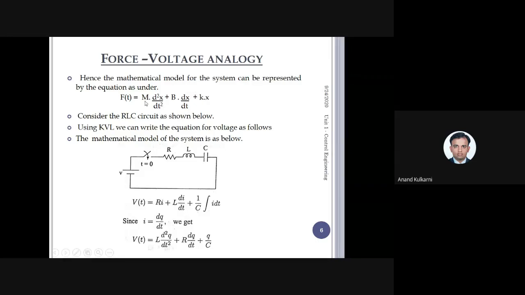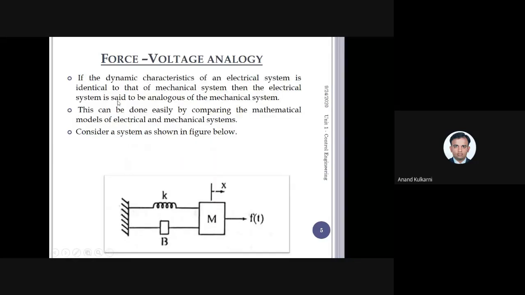But if I want to have a similar form, there has to be some modification. So what is that modification? What I do is, I replace I with dq by dt, both are same, because what is current? Current is nothing but change of charge with respect to time. Some might ask me, why sir, let this equation be there, we can compare. No, because if I want to compare this and this equation, this is very much important.